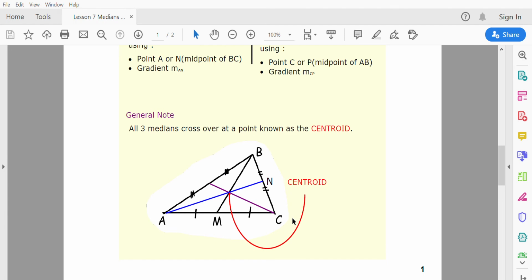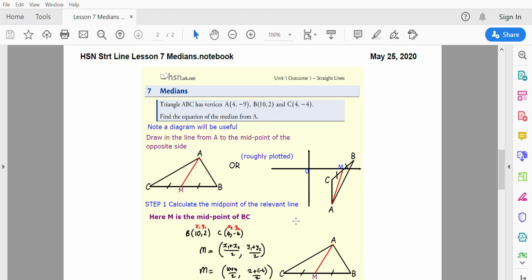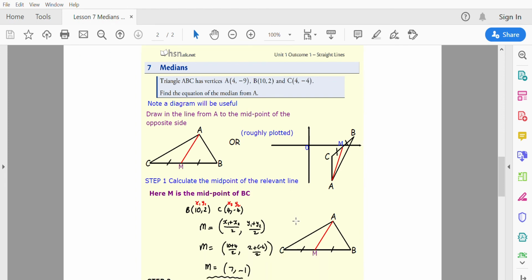A fact here that it's worth remembering or worth being aware of: all three medians drawn in a triangle cross over at one specific point. So you can see this diagram here. It looks a wee bit cluttered because you've got all three lines going through it, but you can see that they do cross over at one point, and that point is called a centroid. And sometimes you will be asked, and we'll look at these types of questions later, to find where the centroid is, find the coordinates.